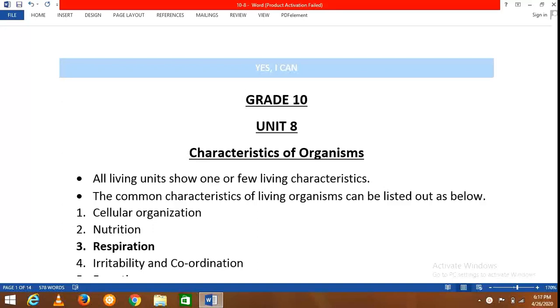So, here we are going to discuss 8 major characteristics of organisms. Out of these 8, some organisms may show only one or a few living characteristics. There may be organisms that exhibit all of these living characteristics.